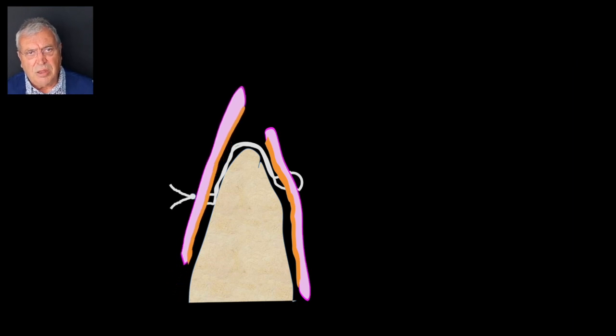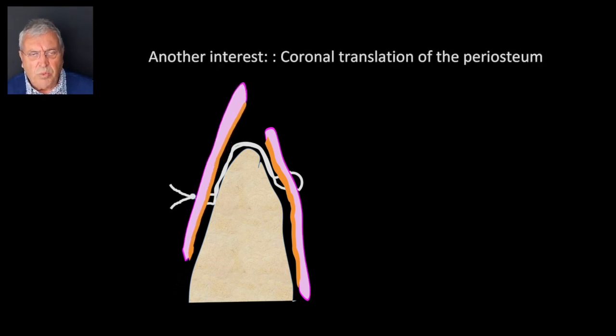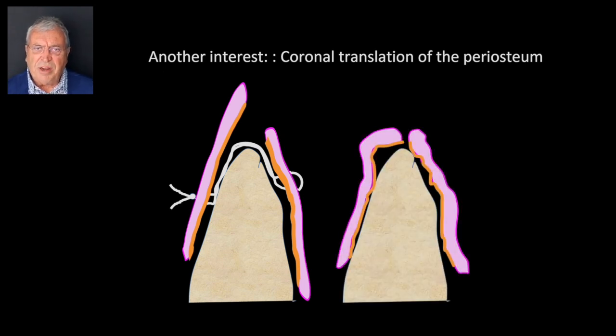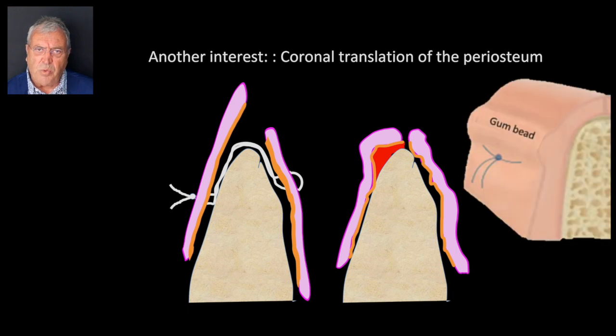But at the same time, when we tighten the threads, we make a coronal translation of the buccal flap and then of the periosteum. And when we close, we have an excess of soft tissue, and we are creating an increase of the thickness. Simply, by a suture, you can increase the thickness of the soft tissue.